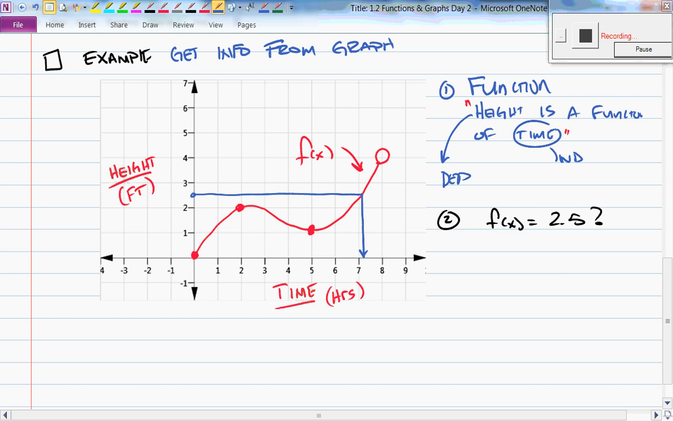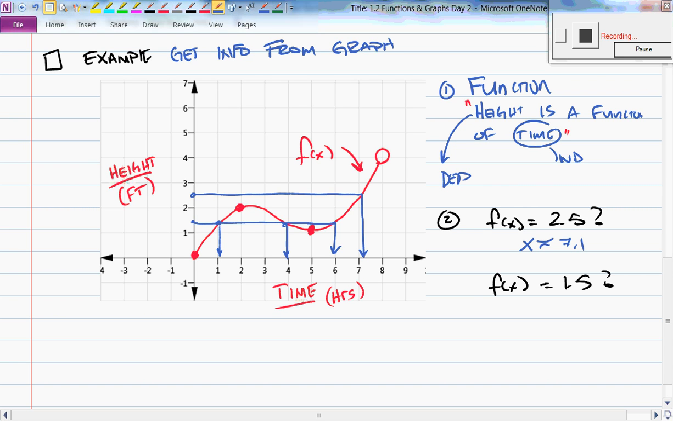So what value of x would you say would produce a value of 2.5? 7.1? Yeah, so that would be approximately 7.1, right? What if I asked you what value of x produces an f of x equal to 1.5? What would you do? Yeah, go to 1.5. Notice I'd have this one here, and if I kept going, I'd have this one here, and if I kept going, I'd have that one there.